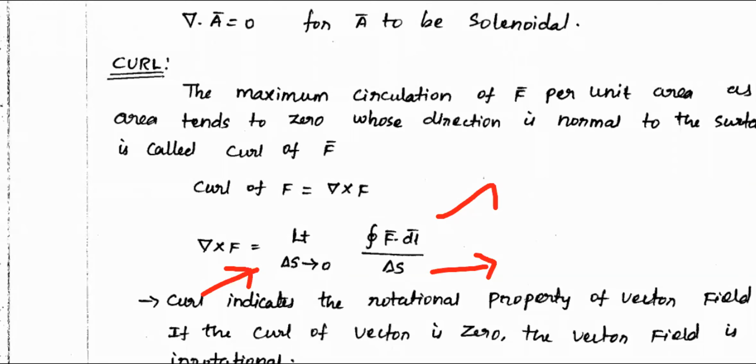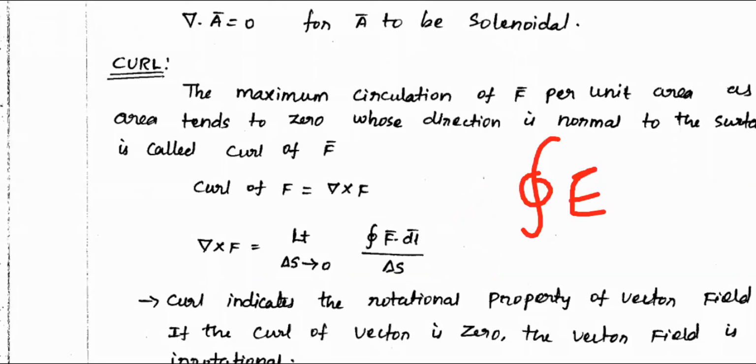Please note down one thing. For an electric field, anyway we will discuss that later, once you calculate the closed integral for the electric field, the value is always 0. You take an electric field and integrate over a closed line, the value is 0.